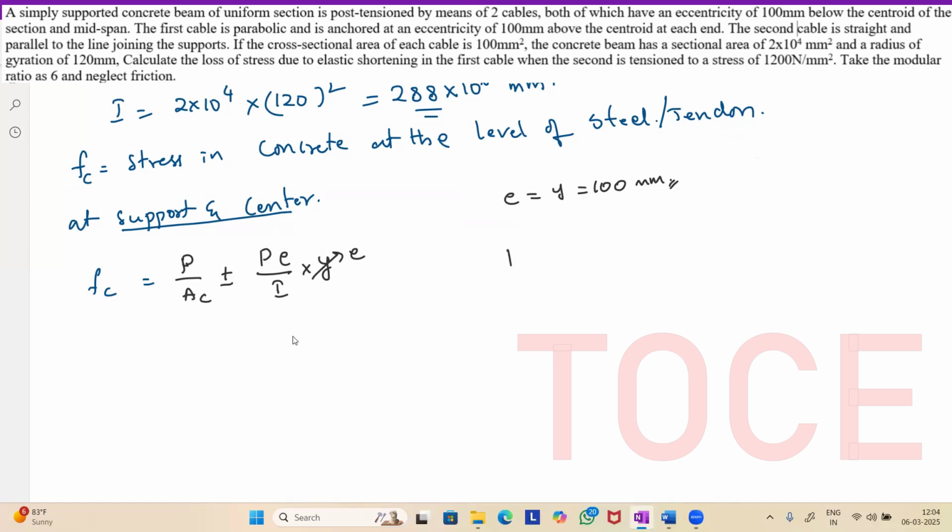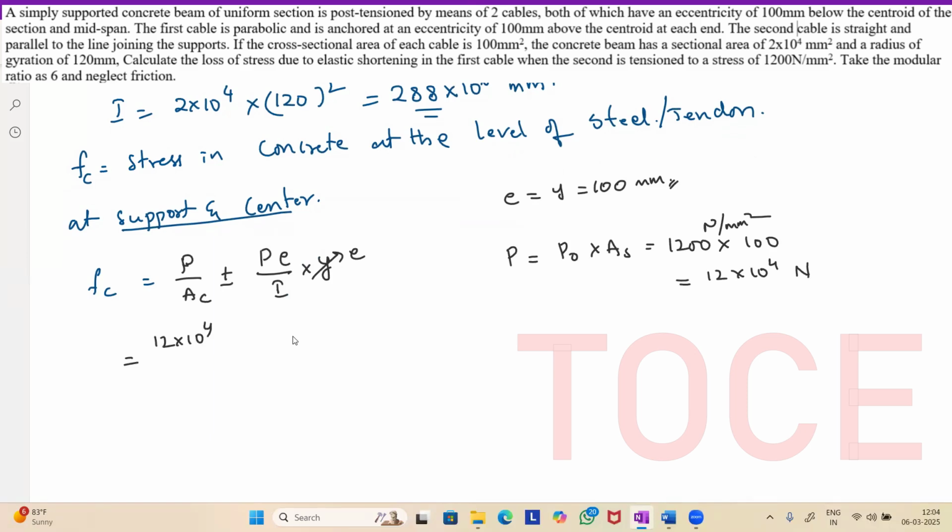Firstly, let us find out what P is here. P is equal to initial stress into area of steel. Initial stress is 1200 and area of steel is 100. So it will be 12 into 10 to the power of 4 newtons. This is in Newton per mm square, right? So it will be newtons.